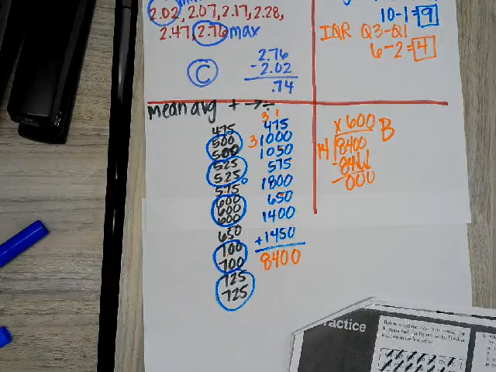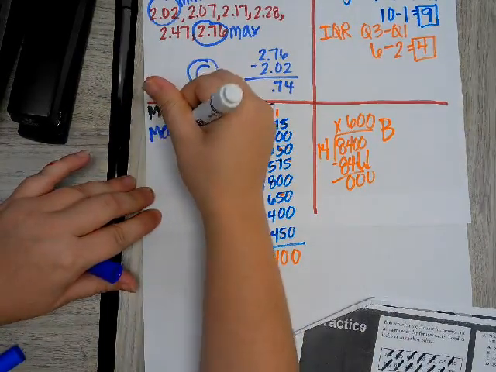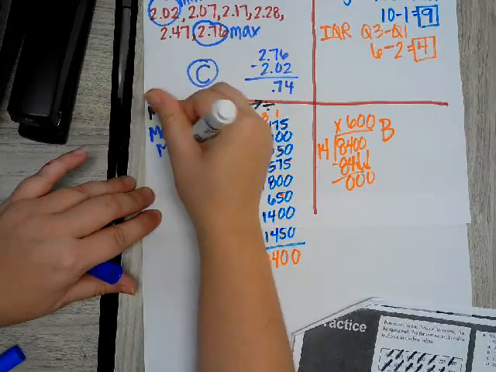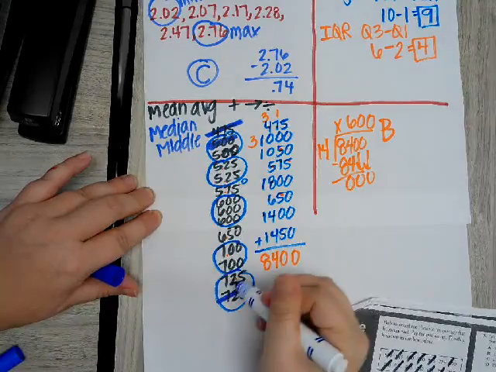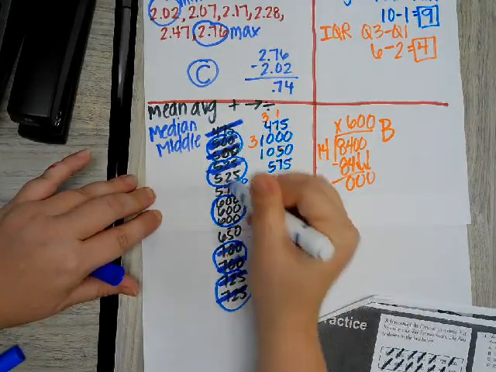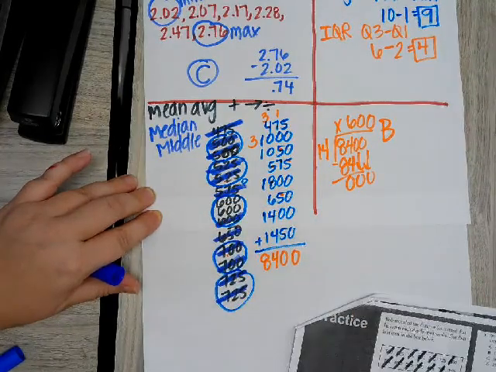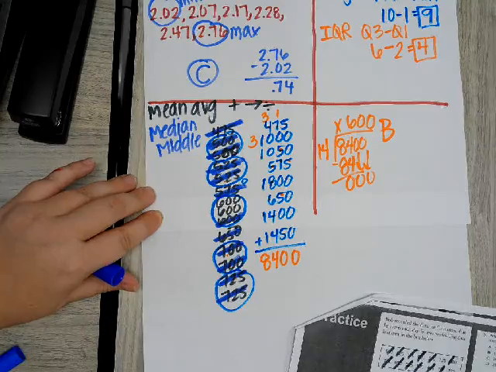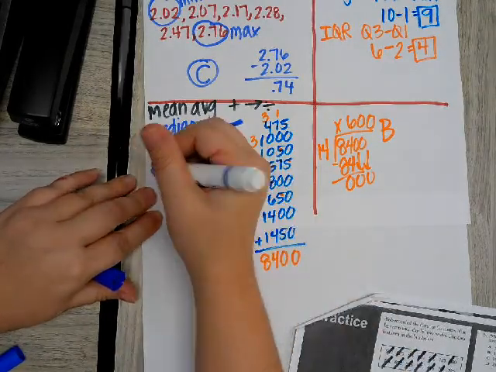Okay, now I ask for the median. What's the median? Remember, my median is my middle. I have two 600s in the middle. 600 plus 600 is 1,200. 1,200 divided by 2 is 600. So my median is 600.